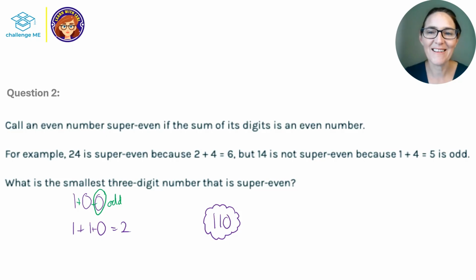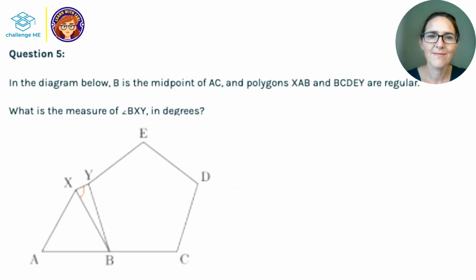Okay, let's see what else we've got. Let's have a look at question 5. In the diagram below, B is the midpoint of AC, and polygons XAB and BCDEY are regular. What is the measure of angle BXY in degrees?